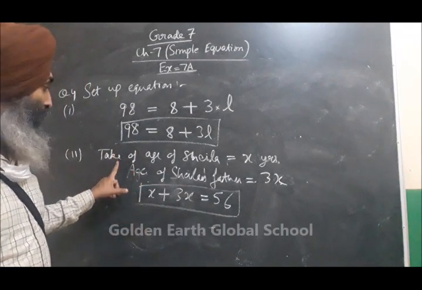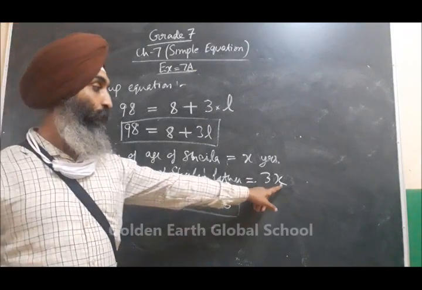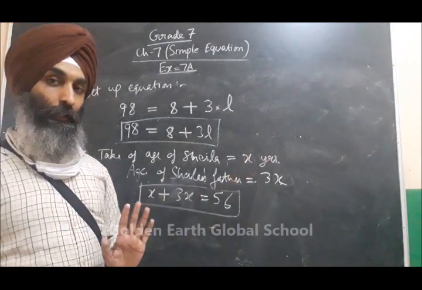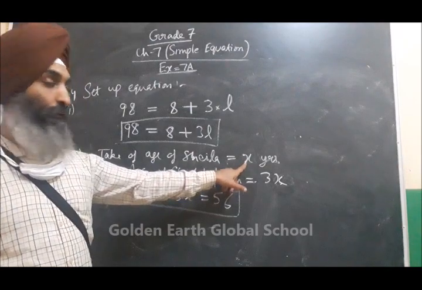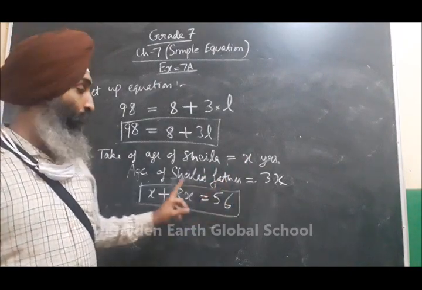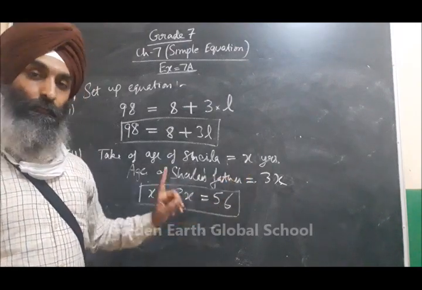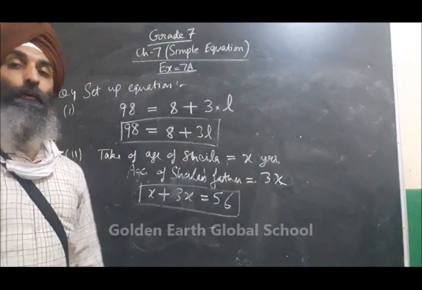In the first statement it is written that Sheila's father is 3 times Sheila's age. You don't know Sheila's age, so take the age as x years. So Sheila's father will be equal to 3x. Now it is given that the sum of their ages is 56. So this is the required answer.